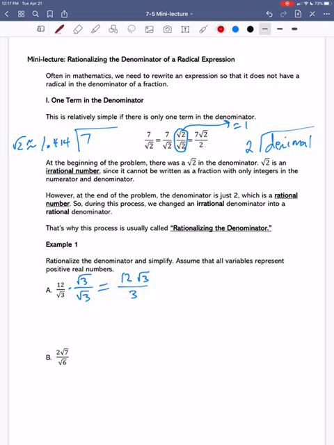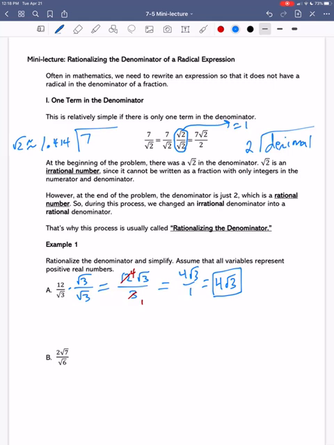And now I look to see, can I simplify at all? Well, 3 goes into itself once. 3 goes into 12 4 times. So I'm left with 4 square root of 3 over 1. But normally I don't write over 1, so the answer would just be 4 times the square root of 3.